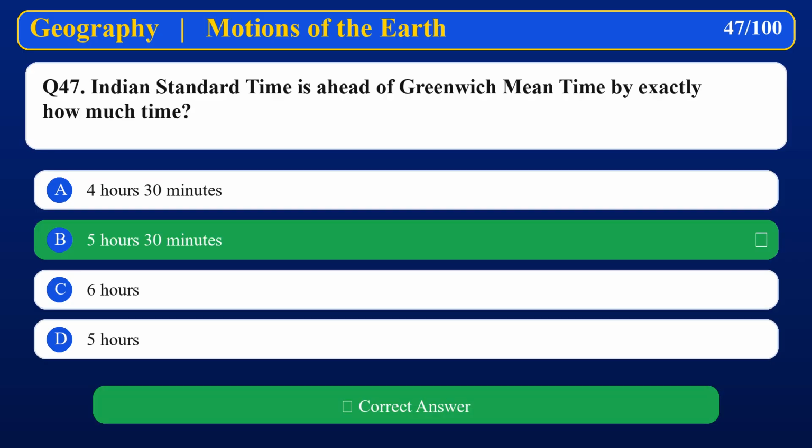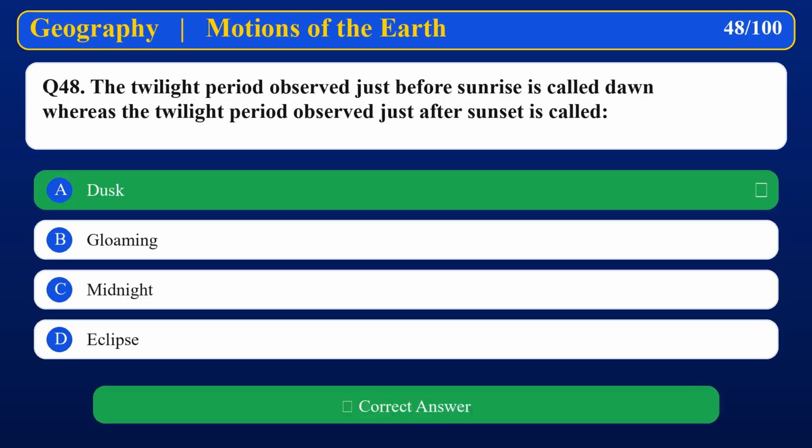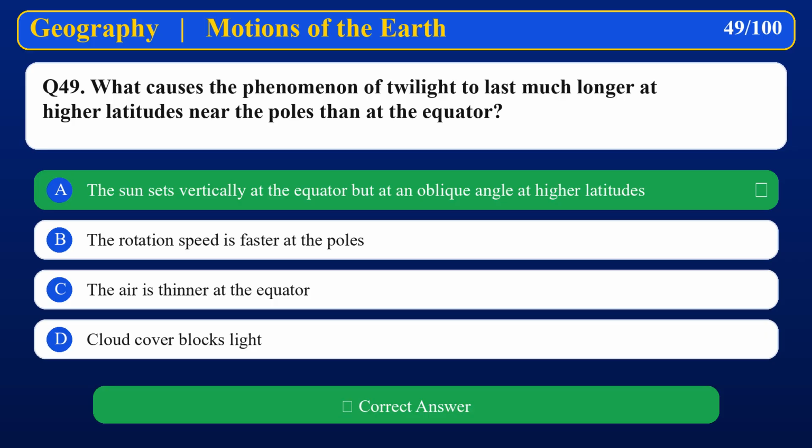Indian Standard Time is ahead of Greenwich Mean Time by exactly how much time? 5 hours 30 minutes. The twilight period observed just before sunrise is called dawn, whereas the twilight period observed just after sunset is called dusk. What causes the phenomenon of twilight to last much longer at higher latitudes near the poles than at the equator? The sun sets vertically at the equator, but at an oblique angle at higher latitudes.